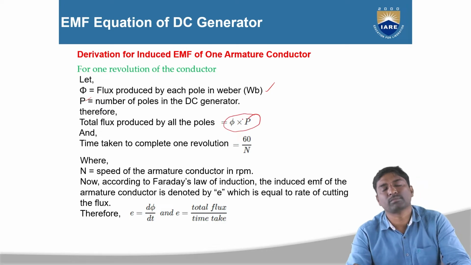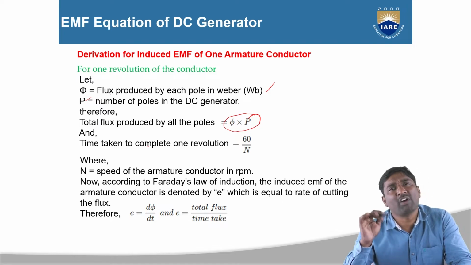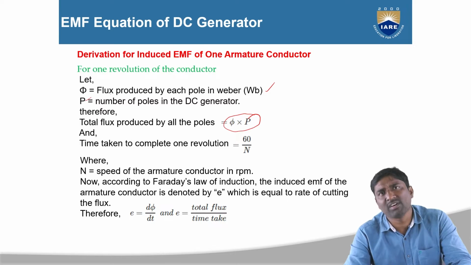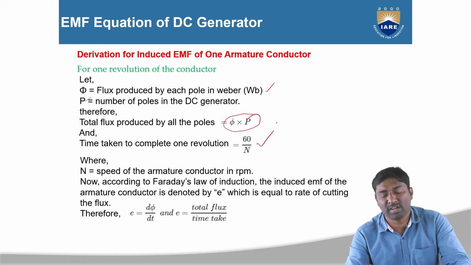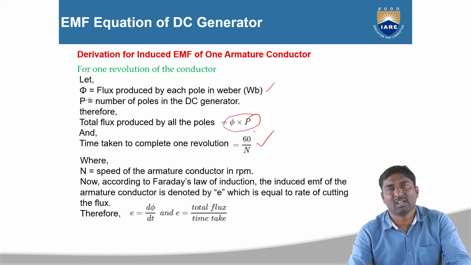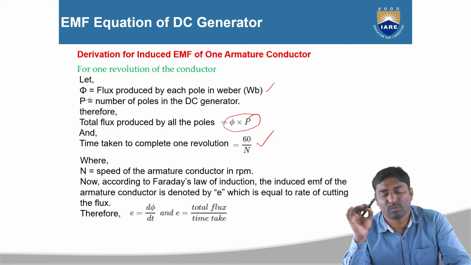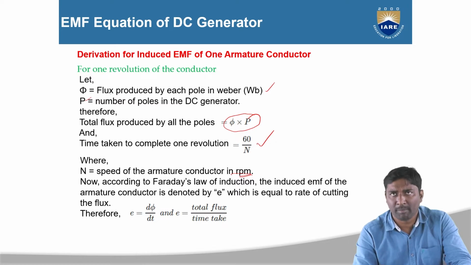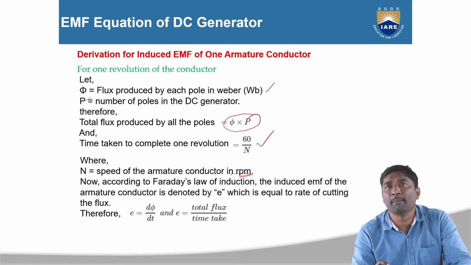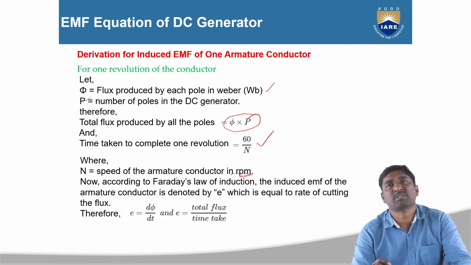Then the time taken to complete one revolution is 60 by N. For one complete revolution, I am taking 60 seconds, where N is the speed of the armature conductor in RPM, revolutions per minute. So the time taken to complete one revolution is equal to 60 divided by N, where N is the speed of the armature conductor in RPM.